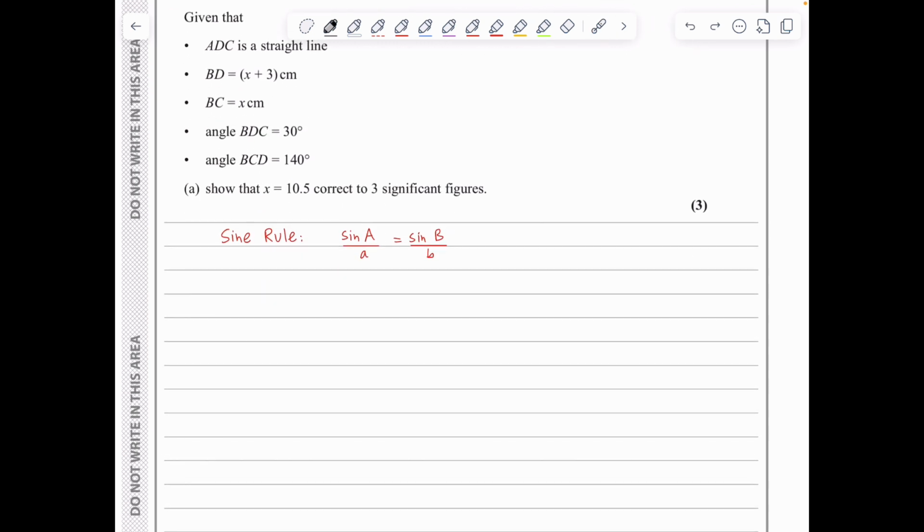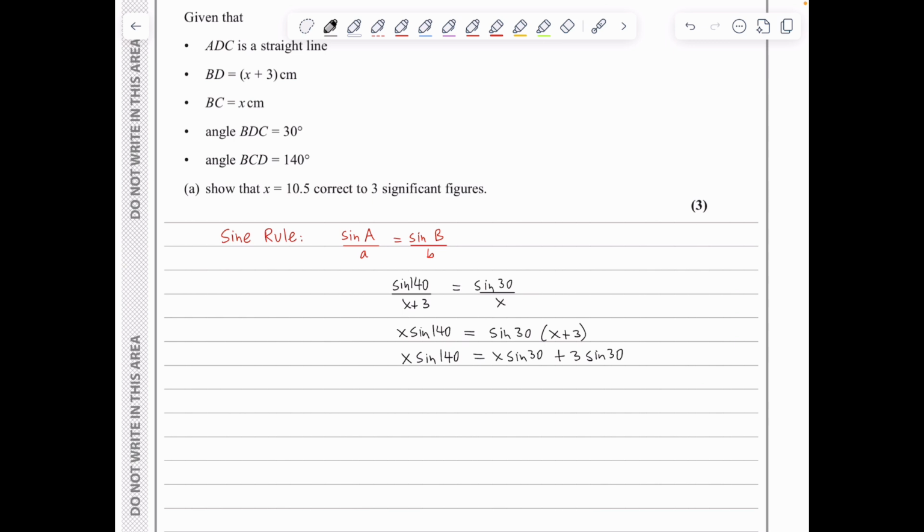So let me write this down. We've got sin 140 over x + 3 is equal to sin 30 over x. I will proceed by cross multiplying. So we've got x sin 140 being equal to sin 30 times (x + 3). I'm not rushing on the calculator yet. I will be expanding the right hand side. So we're looking at x sin 140 being equal to x sin 30 + 3 sin 30.